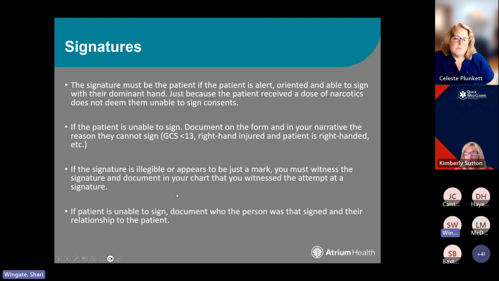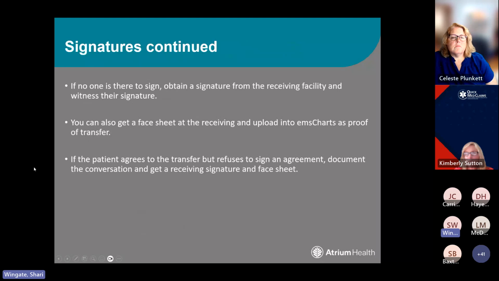If the signature is illegible, make sure you witness it or have someone witness it. And if you run across that man that says, no, I'm letting my wife sign it for me.